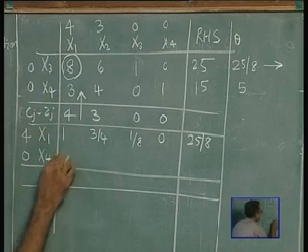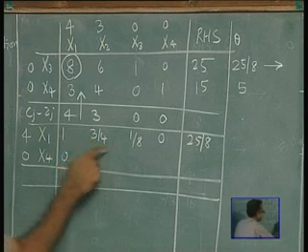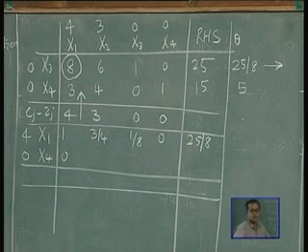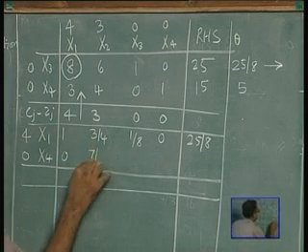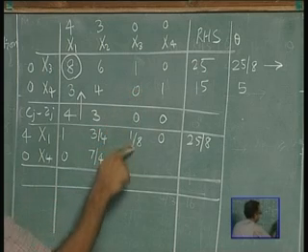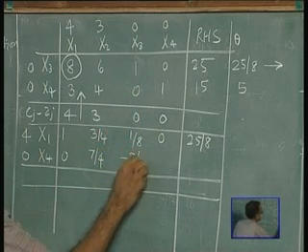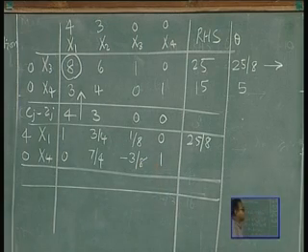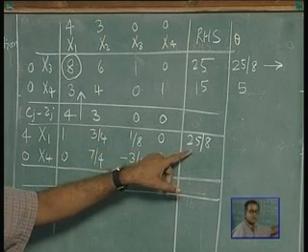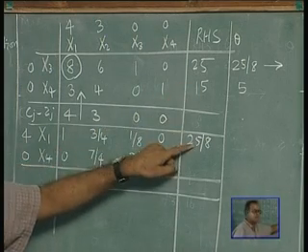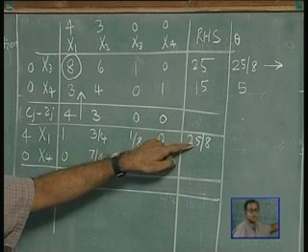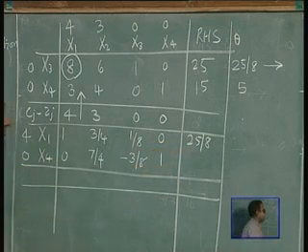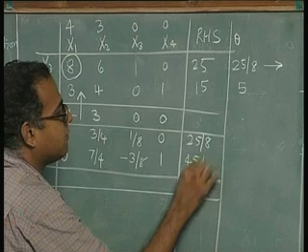So 3 minus 1 into 3 is 0, 4 minus 3 into 3 by 4, 4 minus 9 by 4 is 7 by 4, 0 minus 3 into 1 by 8 is minus 3 by 8, 1 minus 3 into 0 is 1, 15 minus 3 into 25 by 8, 15 minus 75 by 8, 120 minus 75 is 45, so we get 45 by 8.